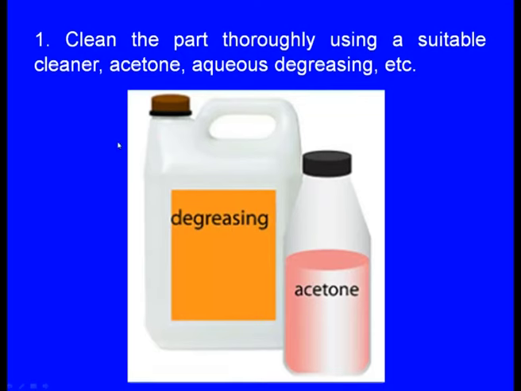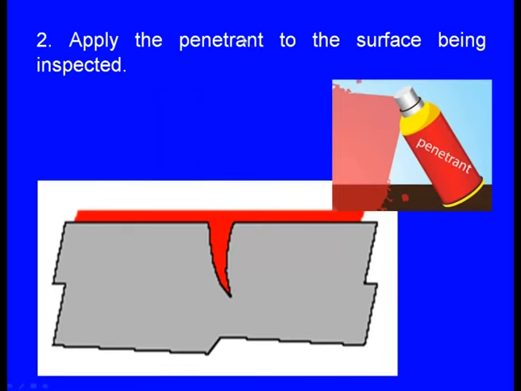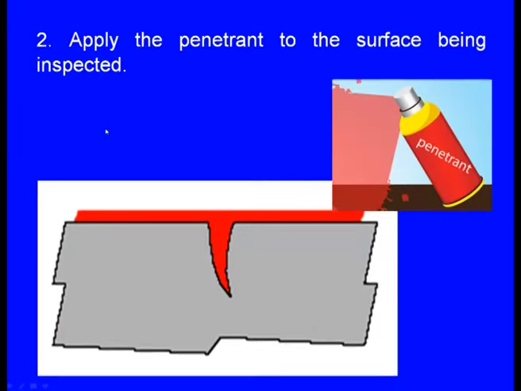First step is to clean the part thoroughly using a suitable cleaner, acetone, aqueous degreasing and so on. So, these are the reagents which are used to clean the surface very cleanly. No dirt should be there on the component. Second one, apply the penetrant to the surface being inspected. We have seen that we will be using three liquids which are available in some containers. One is the penetrant, second one is the cleaner, and the third one is the developer.